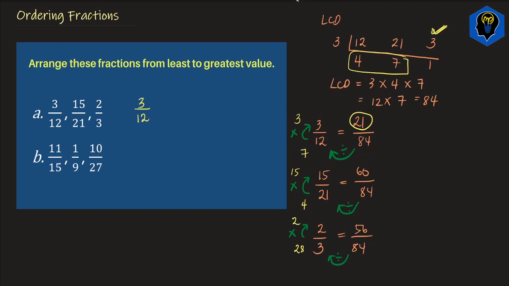Okay, after that, next is this, 56. So after that, next is 2/3. And then finally, we have 15 over 21 because the last one is 60. Okay? So that is for the first set of fractions. Okay? Now let's move on to the next one.